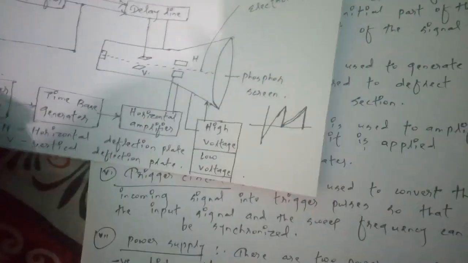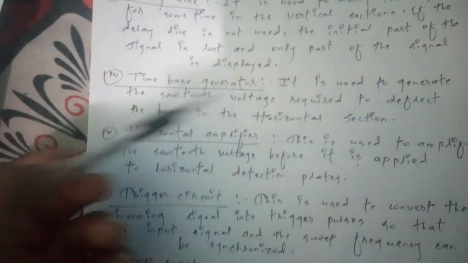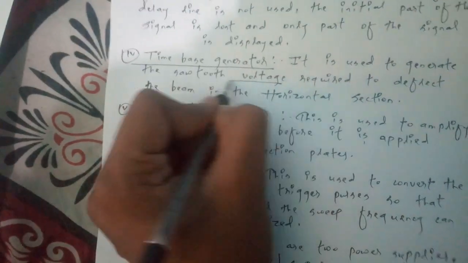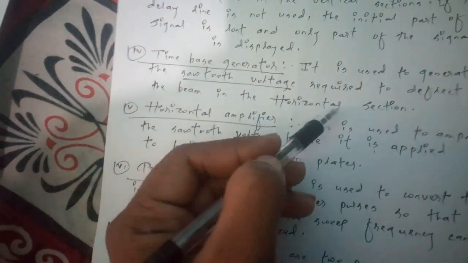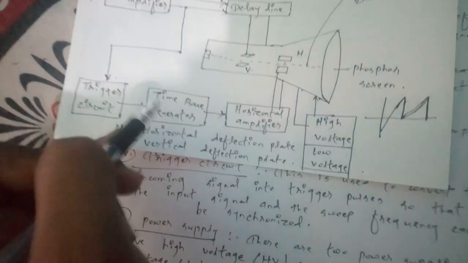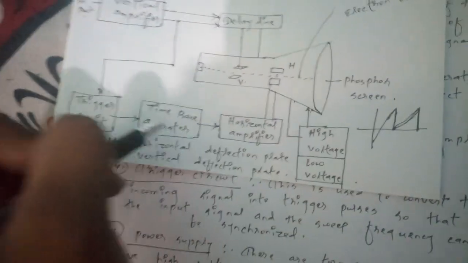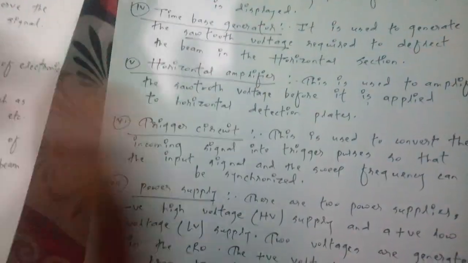Here its main function is to only provide the sawtooth voltage. Remember, sawtooth voltage only, which is required to deflect the beam in the horizontal section. This is the horizontal section. Its main aim is to provide the sawtooth voltage required for the horizontal section.